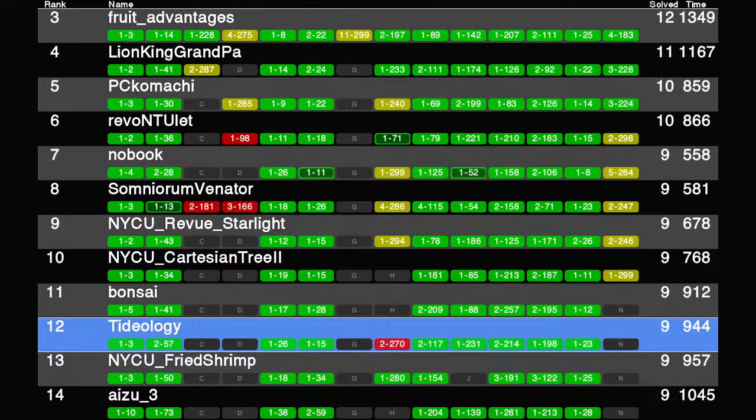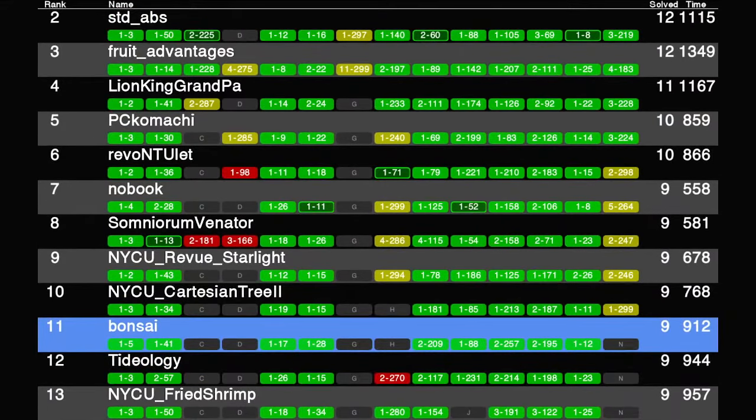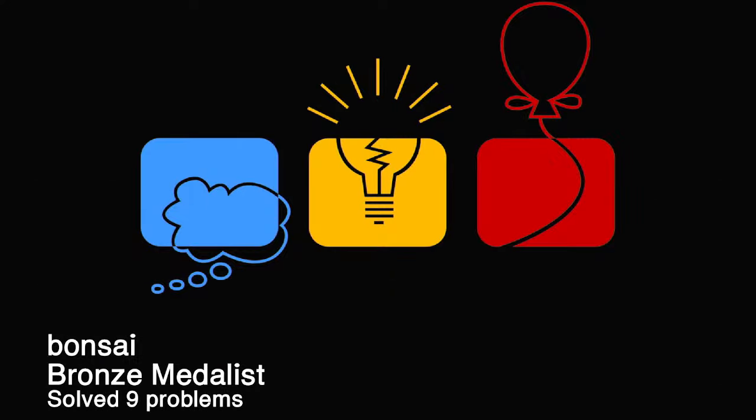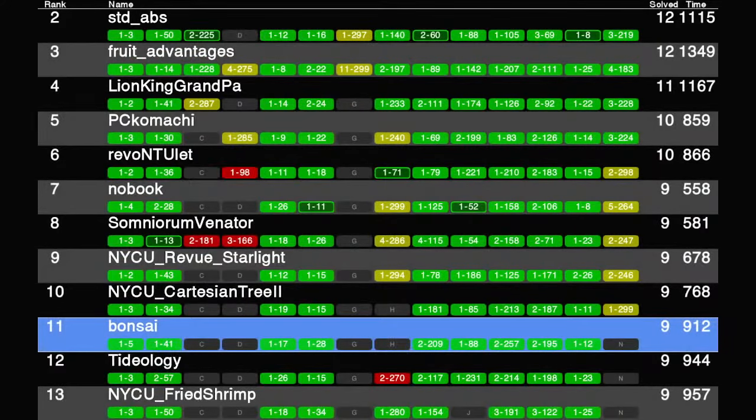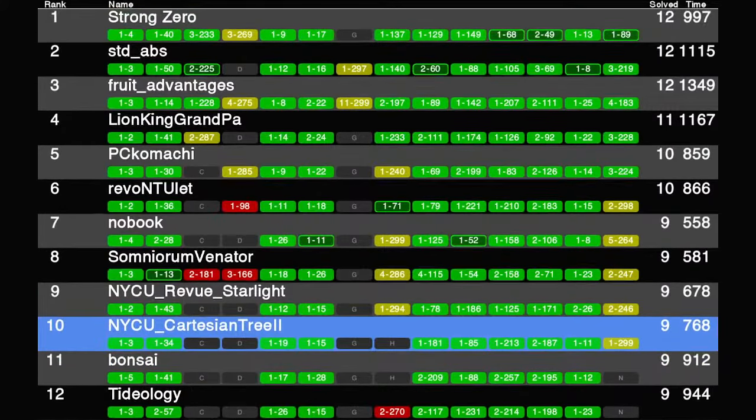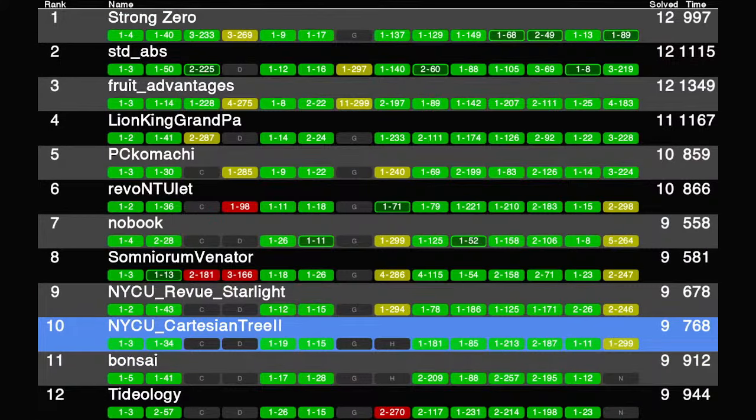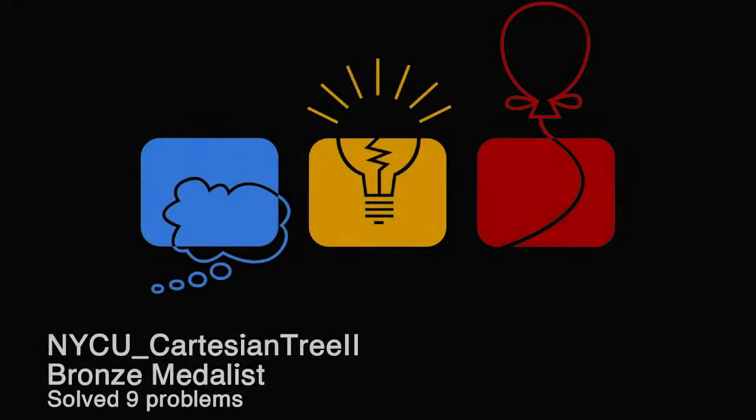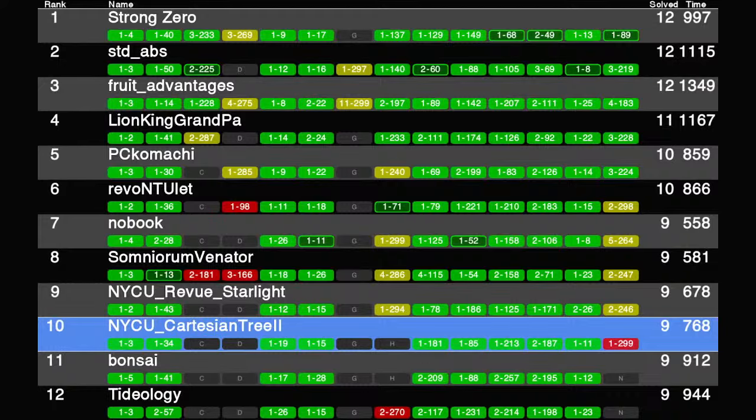the later ones. Okay, so Bonsai got no submissions left, so they're the 11th place. And now we're moving into the, I think it will stop here and say they're actually silver medalists. Yeah, so we continue. Now we are in the gold medal territory, and the first team is NYCU Cartesian Tree 2. They got a last-minute submission on problem N. That one is a no. So it is saying bronze medalist, but actually they are gold medalists.